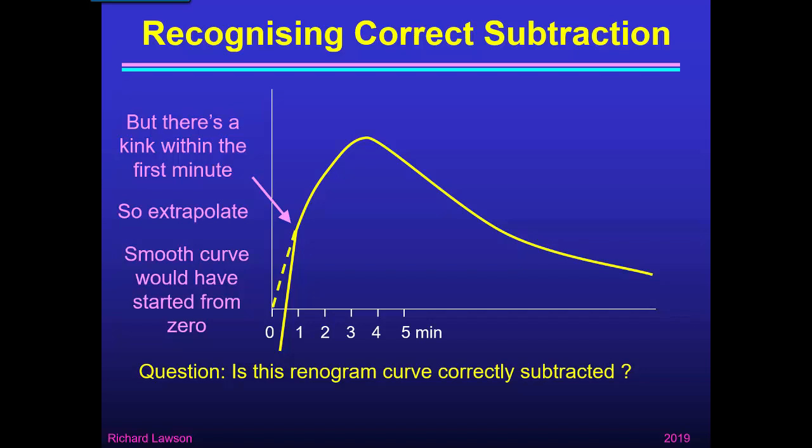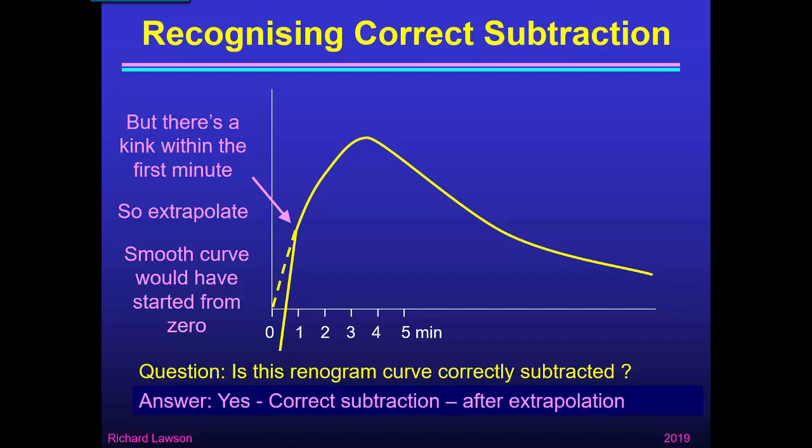So that's the smooth curve that we would have had had the model been correct all the way, and that does seem to have started from 0. So I would conclude from that curve that background subtraction is correct. After extrapolation, it does rise smoothly from 0.